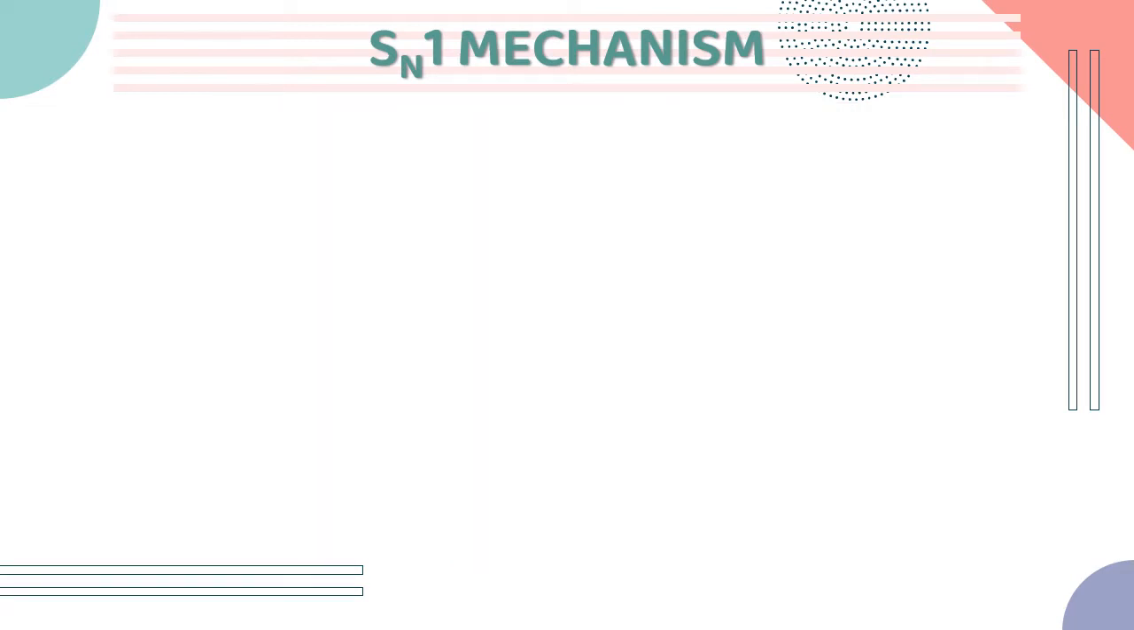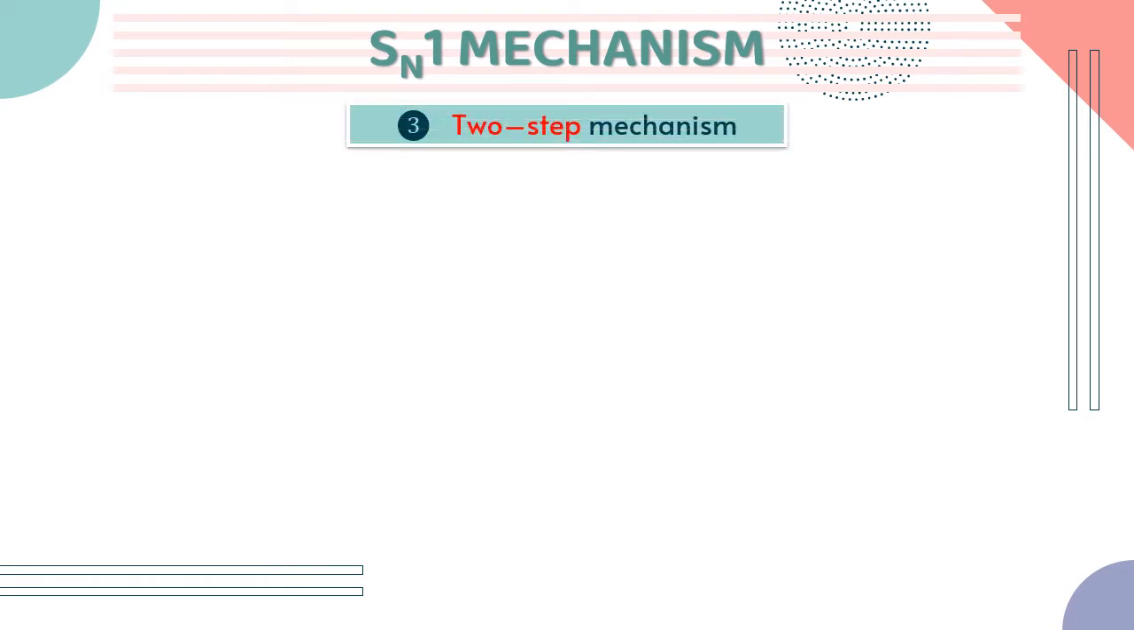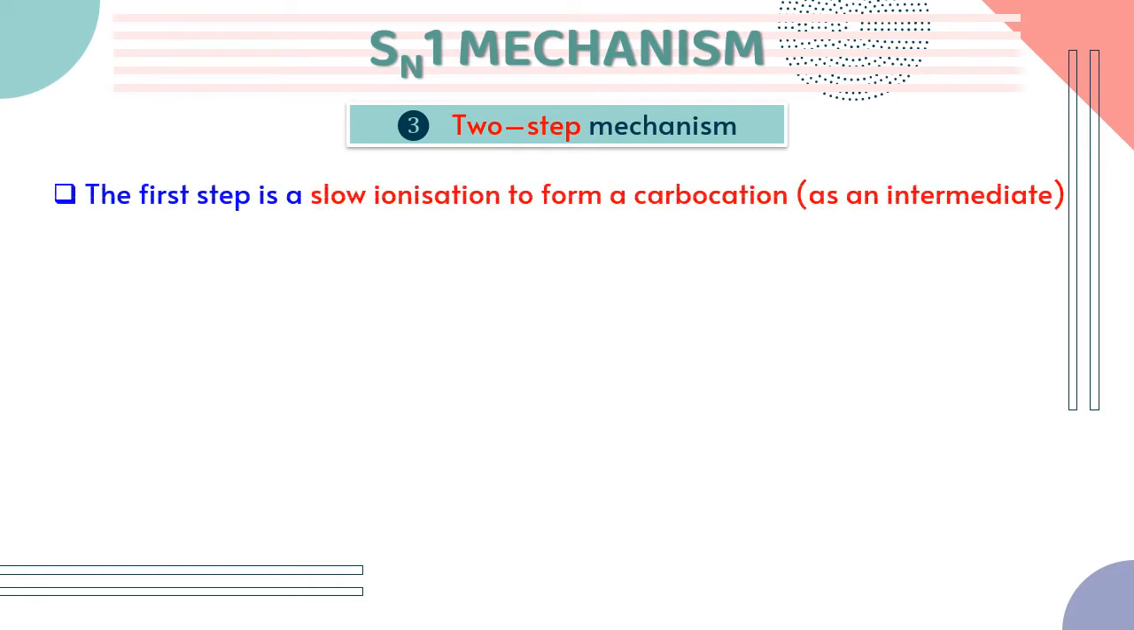So, for this SN1 mechanism, it will involve a two-step reaction. Jadi, bila kita tulis kita punya equation, kita mesti ada step 1 and also step 2. Sometimes ada yang akan melibatkan step 3, but most of the time it will be step 1 and step 2. And like I mentioned just now, we need to draw it stepwise. Kalau macam SN2 tadi, kita terus buat satu flow, tapi untuk SN1, kita kena asingkan. Kita kena ada dua line yang berbeza. So the first step is a slow ionization to form a carbocation as an intermediate.